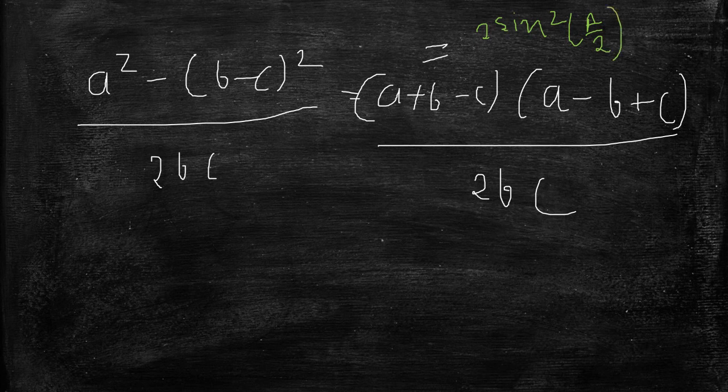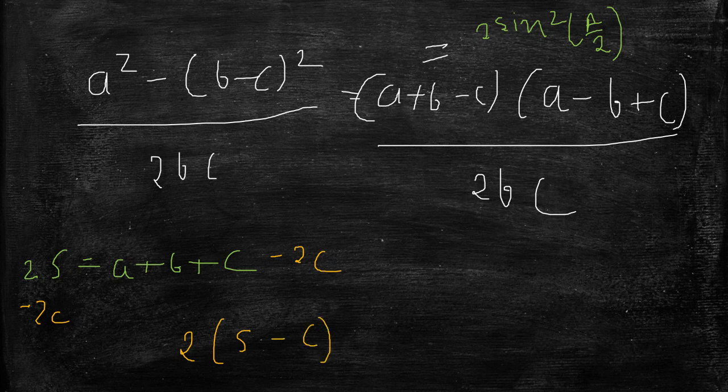Now what is a + b − c? I will introduce the semi perimeter. My semi perimeter is s = (a + b + c)/2, so I can write that 2s = a + b + c. I can subtract 2c on both sides to get 2s − 2c, or taking 2 common, 2(s − c) = a + b − c. And from the same thing I can calculate that a − b + c will be equal to 2(s − b).